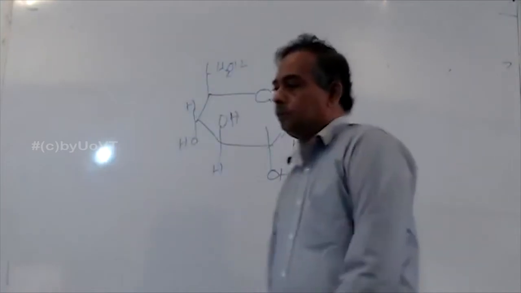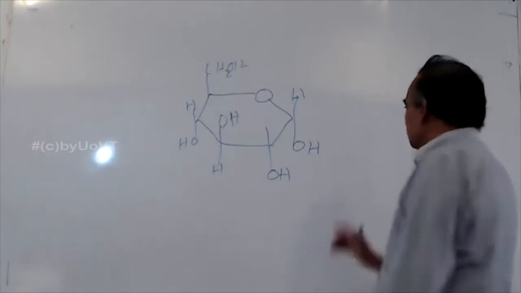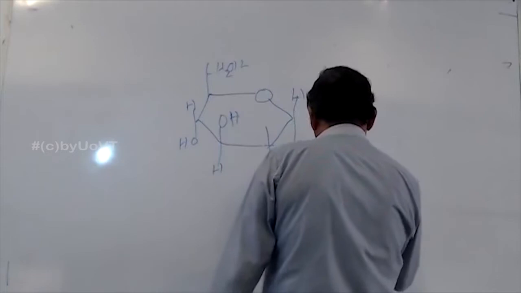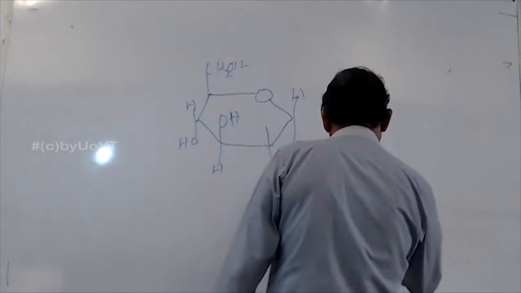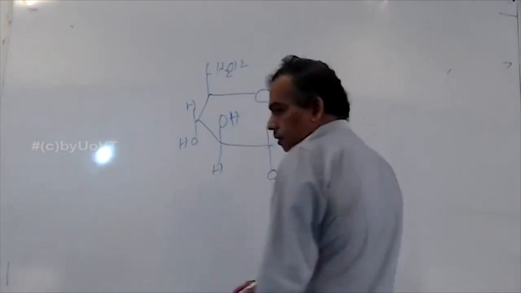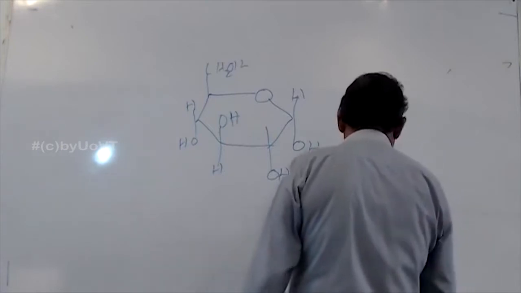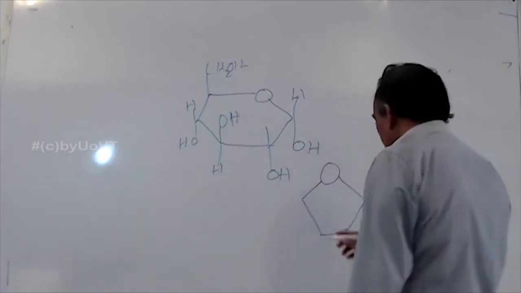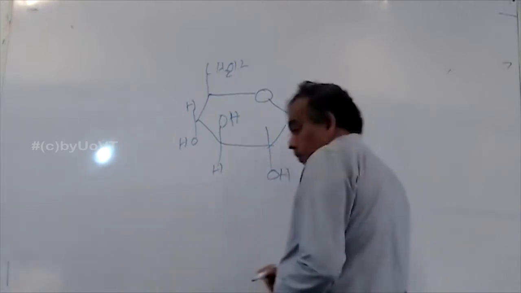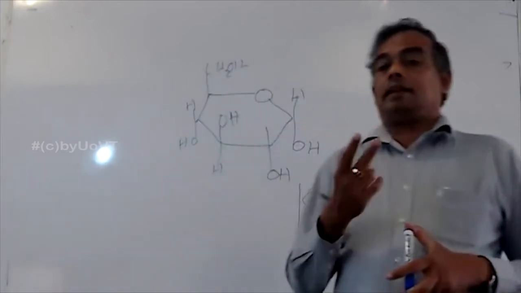This is glucose. But if you try to draw the fructose, it is like this. So we can't use the common hexagonal form. Why? Although it's a six-membered system, the carbonyl carbon is available at the second position.